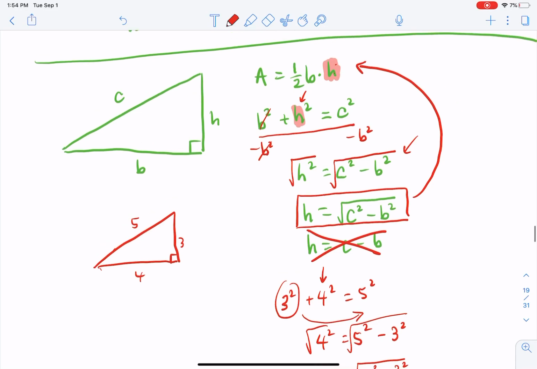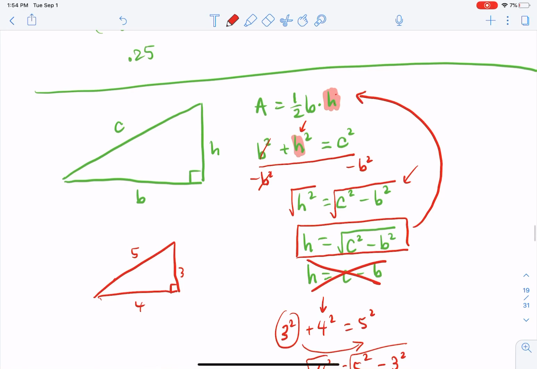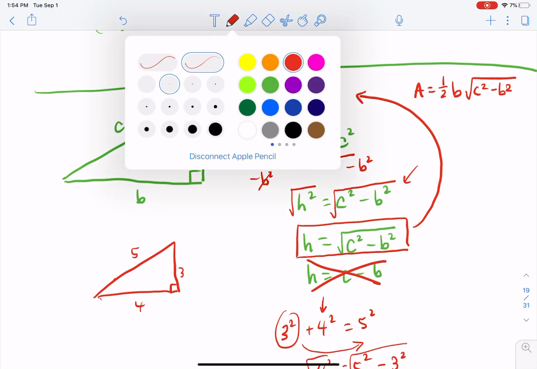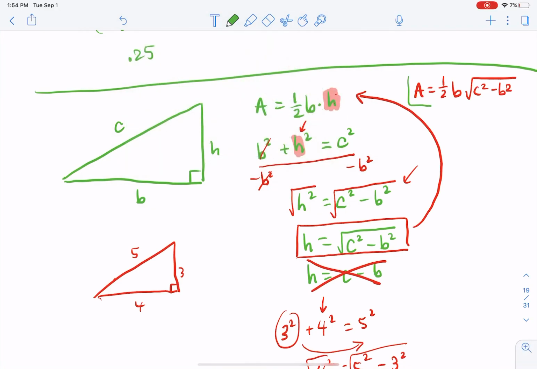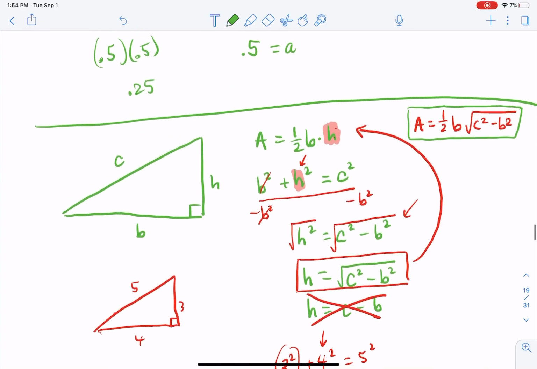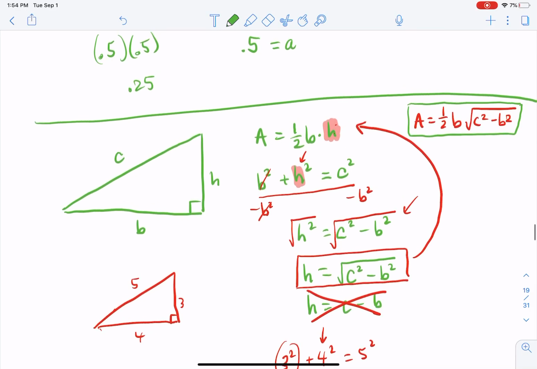So my new equation becomes a is equal to 1/2. b gets to stay, and I'm going to take out h and replace it with this new expression, the square root of c squared minus b squared. And since I don't want to box that one in red, it's going to get boxed in green and still look beautiful. There we go. I think that should sufficiently solve that particular problem.